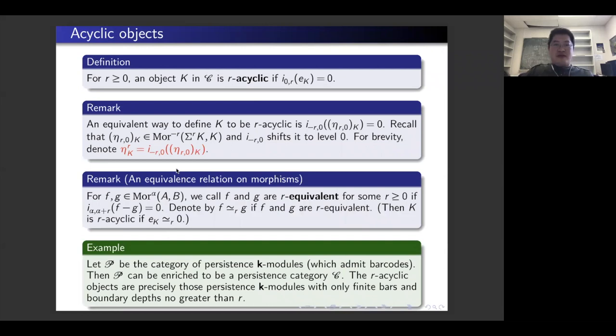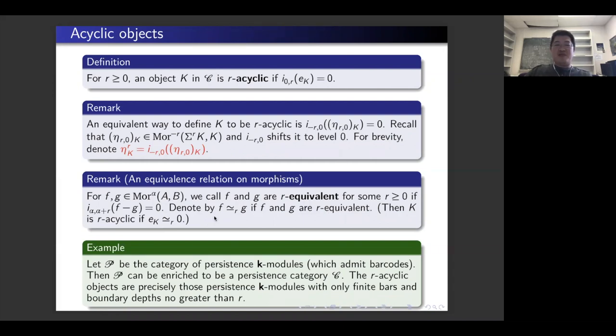Let me say the following thing. This acyclic object should be some torsion element in this persistent story. Another thing I want to mention: when you say something is the same in the filtered world, you should be very careful at which level it is the same. They may be the same after a certain level, but not the same before. So the right way is to say that if I give you two objects at some level alpha, they are R-equivalent if they are the same after you shift by R. They might not be the same if you do not shift far enough. I would denote this F ~_R G if F and G are equivalent, and you can show this is an equivalence relation on the morphisms.